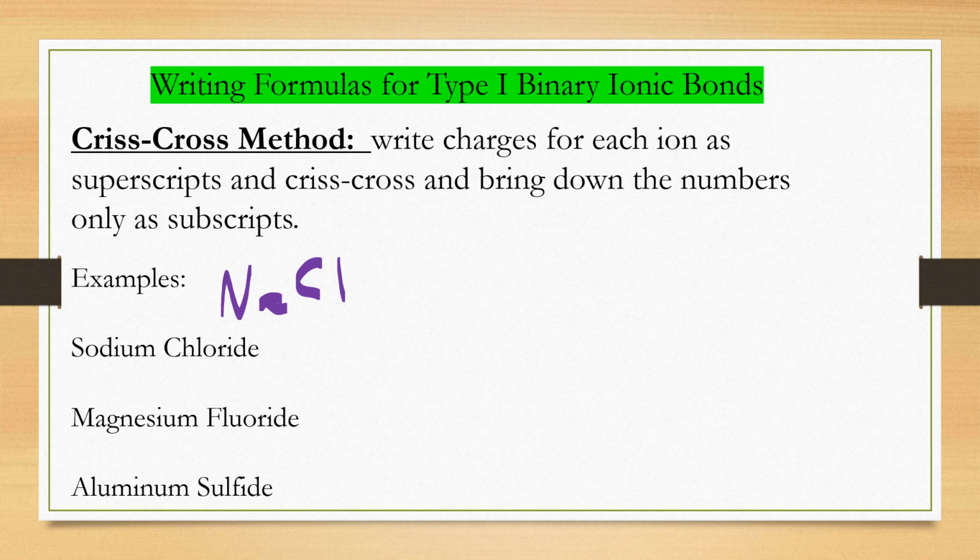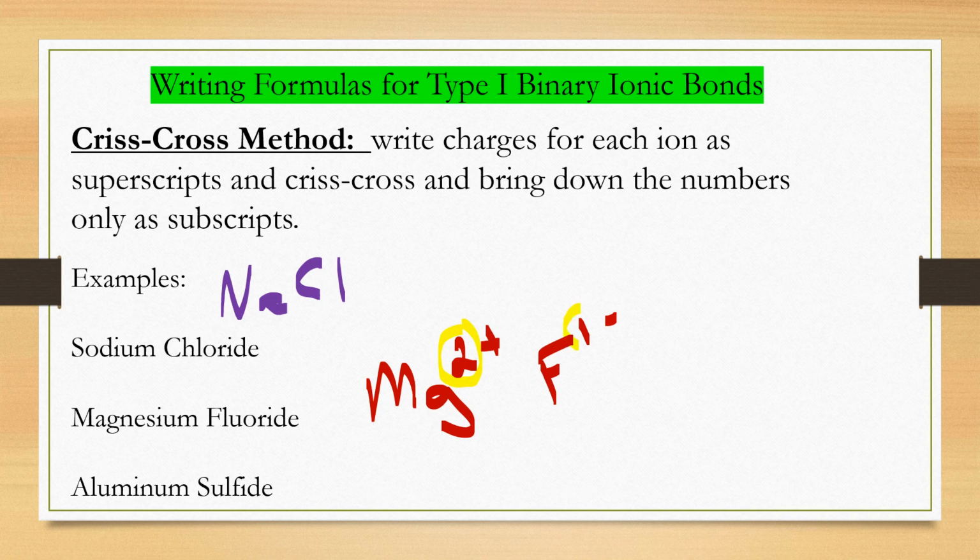Let's look at magnesium fluoride. Using your rhyme, magnesium has a 2 plus charge. Fluorine in group 17 has a 1 minus charge. So again, we're just going to take our number from up here and we're going to crisscross and bring it down as a subscript. So you're going to be left with Mg, which would have a 1 down here. But again, we're not going to write a 1, so you just don't write anything. F, we're going to bring this 2 down after it. So your formula is MgF2.